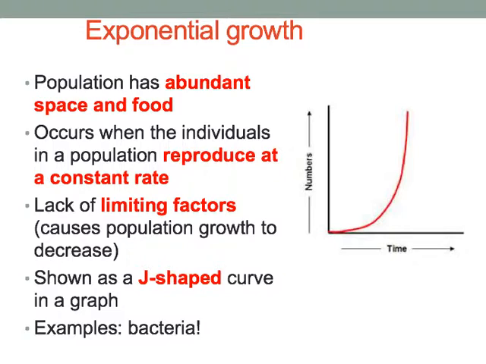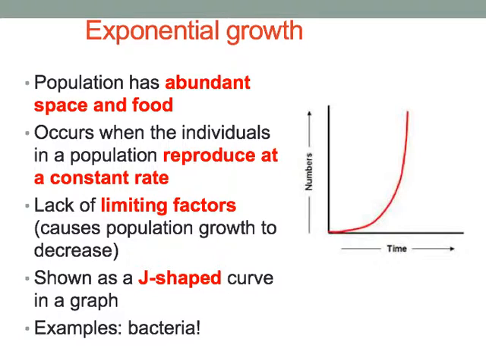In order to grow exponentially, a population has to have an abundance of space and food. Basically they have unlimited resources within their population at that time of them growing exponentially. This occurs when individuals in a population reproduce at a constant rate, with a lack of limiting factors. A limiting factor is something that causes the population growth to decrease.